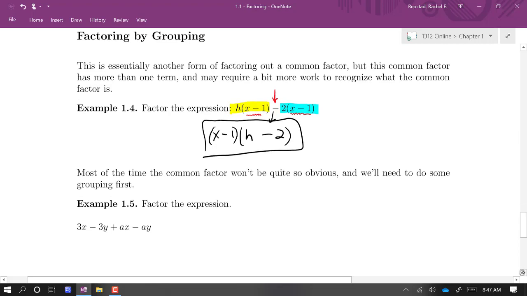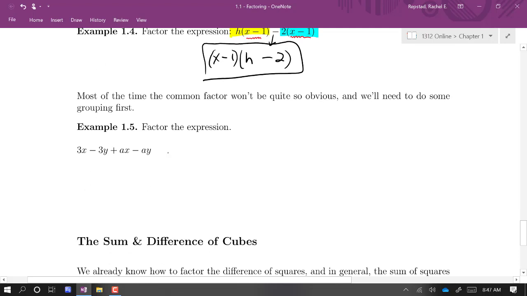Sometimes we have to do the grouping ourselves. So I'll note first, there's no common factor of all 4 terms, but if I look at the first pair of terms, I could take out a 3. And if I take out a 3 from just the first pair, what goes inside the parentheses is x minus y. And now I'll look at the second pair. That has a common factor of a, and what will go inside the parentheses is x minus y.